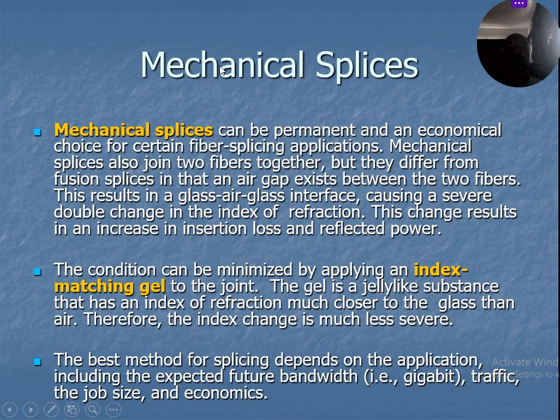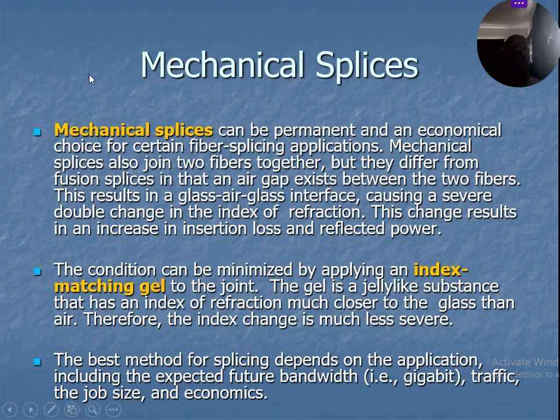Now the second method of splicing is called mechanical splicing. Mechanical splices can be permanent and are also an economic choice for certain fiber splicing applications. Mechanical splices also join two fibers together, but they differ from fusion splices in that there is what we call an air gap existing between the two fibers.